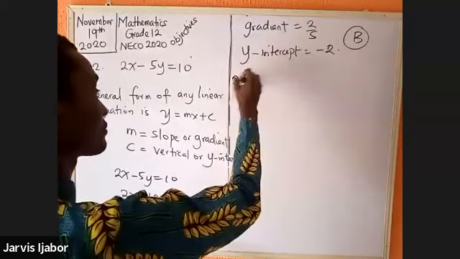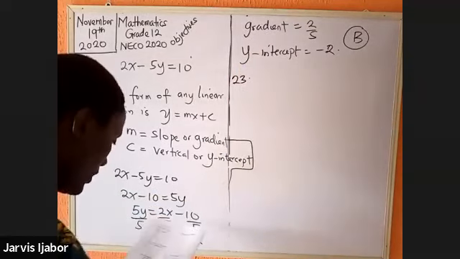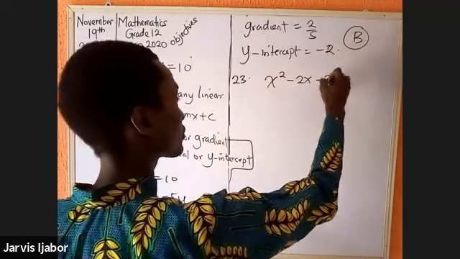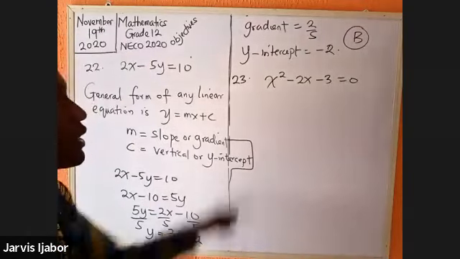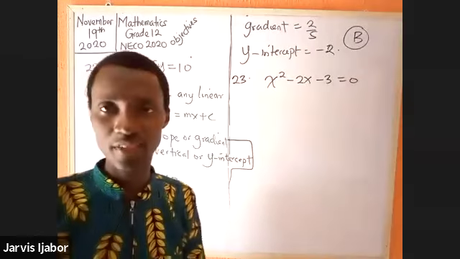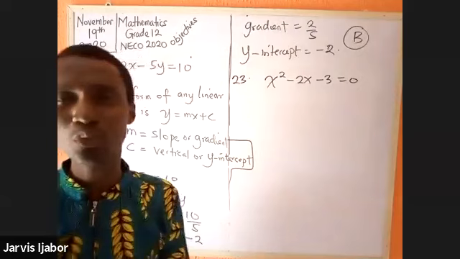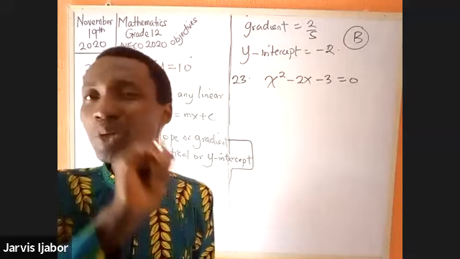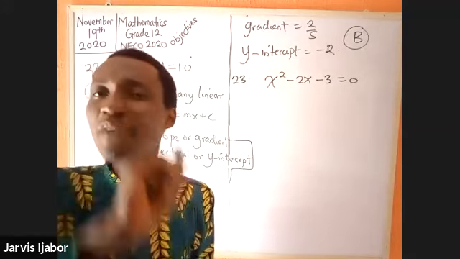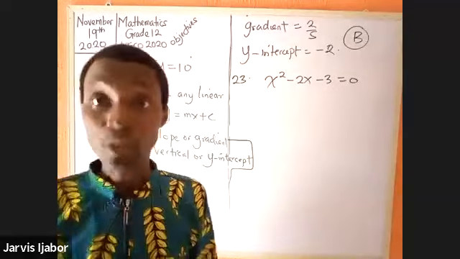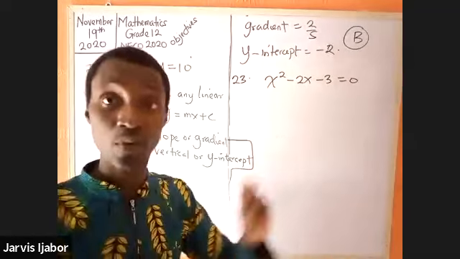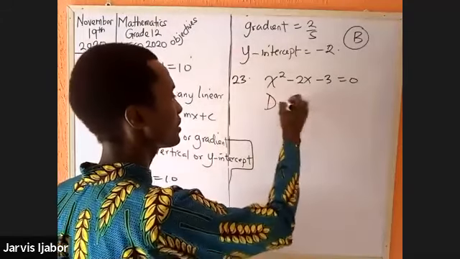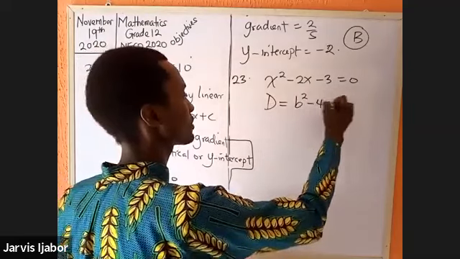So 23 says x squared minus 2x minus 3 equal to 0. Now, this question you can solve by factorization. I've often watched students always wanting to use completing the square or formula. You only use completing the square or formula when factorization has failed. And you can actually test if a problem can be factorized. There's a formula for it. The formula to test is D is equal to B squared minus 4AC.